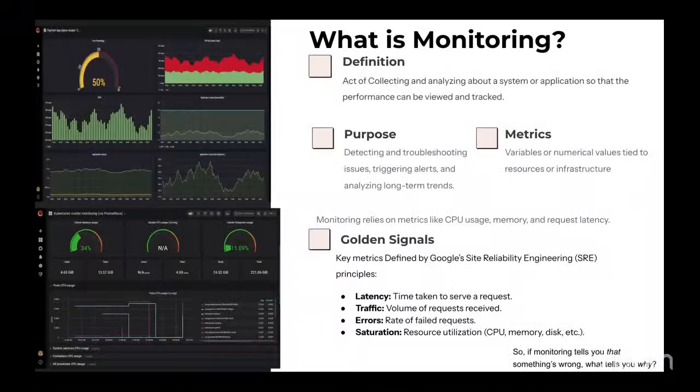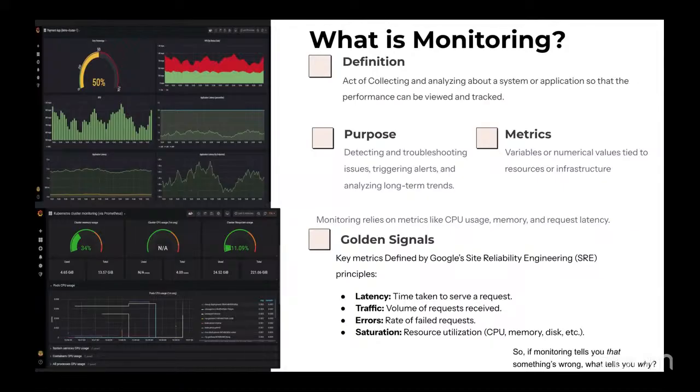And your saturation is your resource utilization, which is your CPU usage, your memory usage, and your disk usage. So it tells us what is actually happening on our servers there. So if monitoring tells us that something is wrong with our system, you are able to figure out, okay, something is wrong.